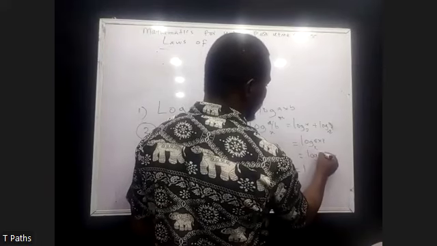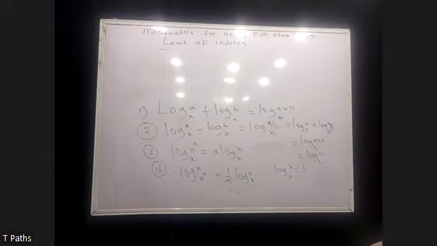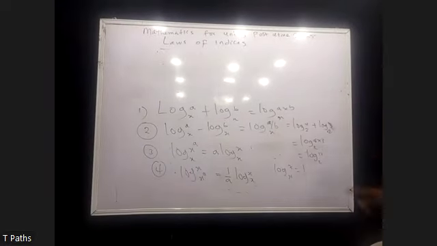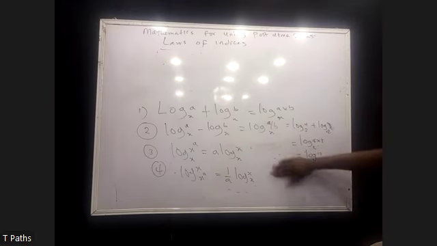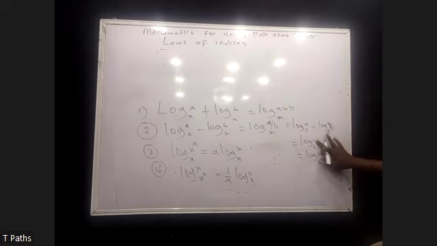Sir, please, we can't see you. Can you see? So I wrote it. Log 4 2 plus log 3 2 can be written as this. Okay, sir. And if there is minus here, it will be 4 over 3.